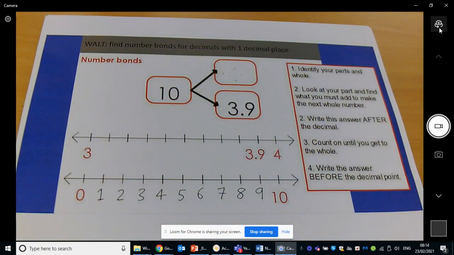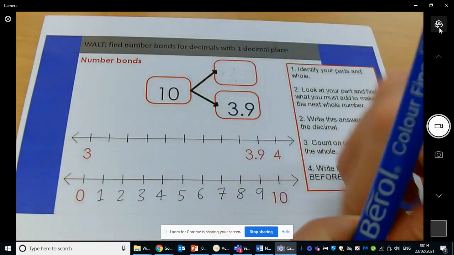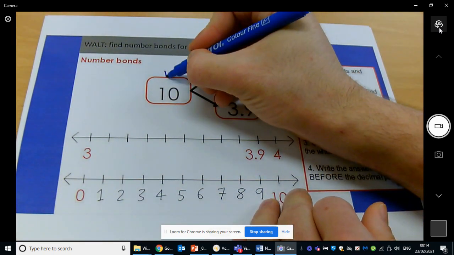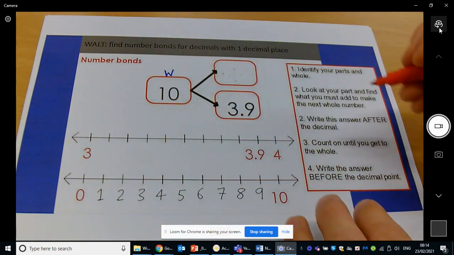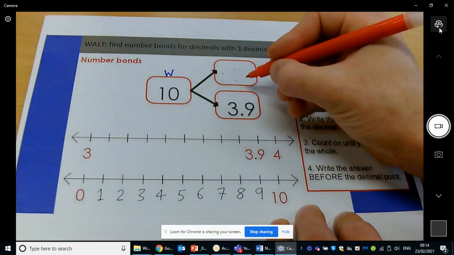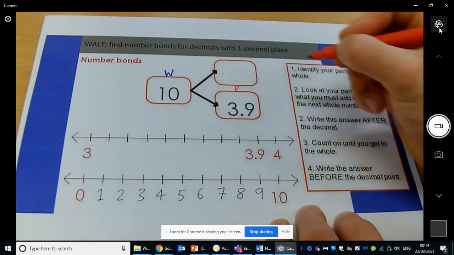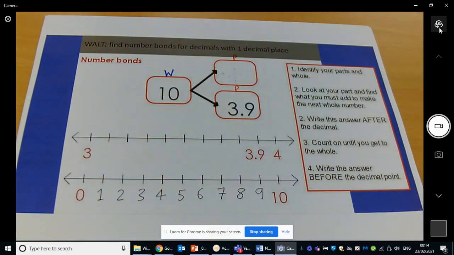Right, so let's look at another one together. The first thing we need to do is identify the parts and the whole. Again, the whole is still going to be a 10, as they all will for this section. And our two parts, what are our two parts? One of them is 3.9, and one of them is this blank one, which we're trying to figure out.